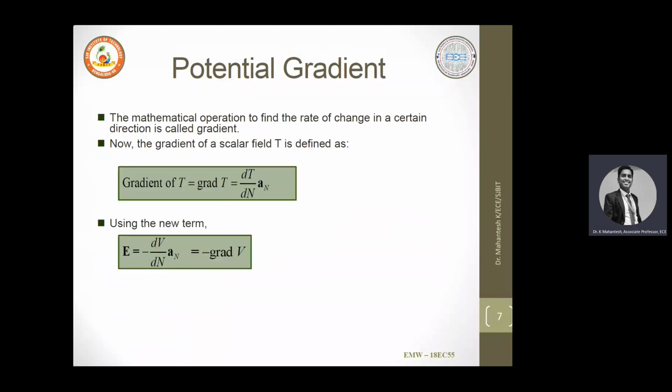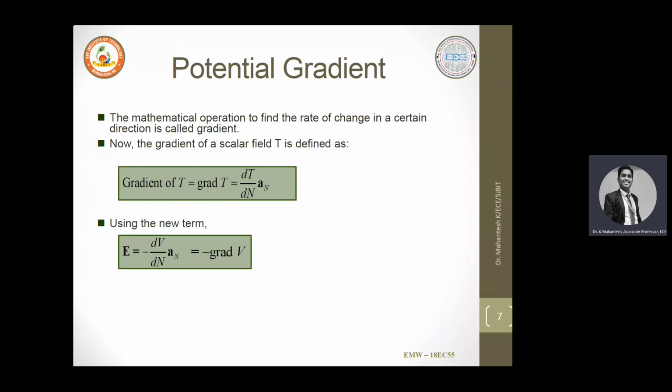Hence, we come to the conclusion that the mathematical operation to find the rate of change in a certain direction is called a gradient. In general, the gradient of T, where T is a scalar field, can be defined as grad T is equal to dT by dN normal to the direction. Therefore, E is equal to minus dV by dN aN, which is equal to minus grad V. It is called the potential gradient.